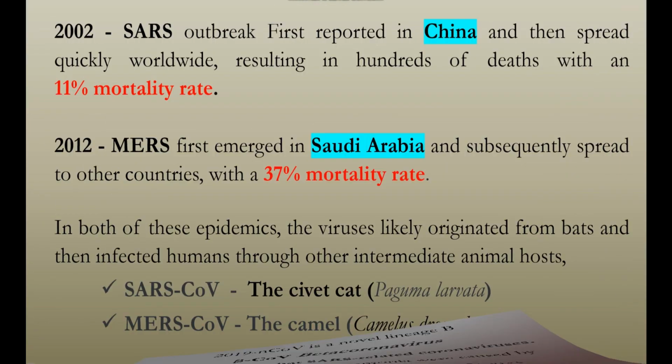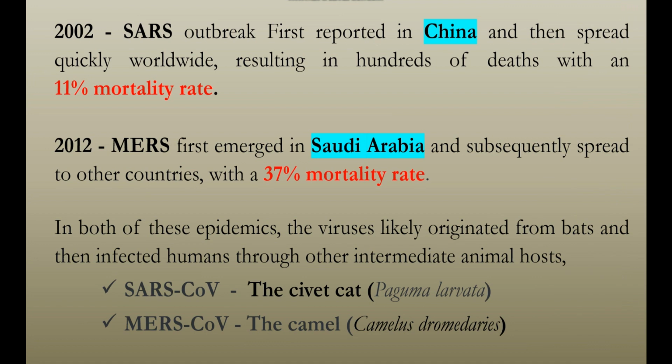In 2002, an outbreak of SARS was first reported in China and then spread quickly worldwide, resulting in hundreds of deaths with 11% mortality. In 2012, MERS first emerged in Saudi Arabia and subsequently spread to other countries with a 37% mortality rate. In both these epidemics, the virus likely originated from bats and then infected humans through other intermediate animal hosts: the civet cat for SARS coronavirus and the camel for MERS coronavirus.